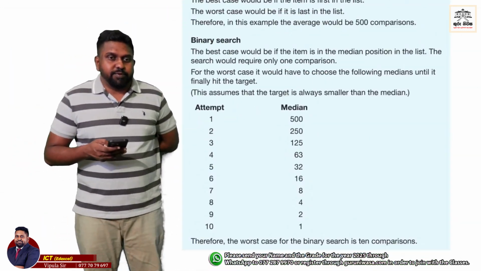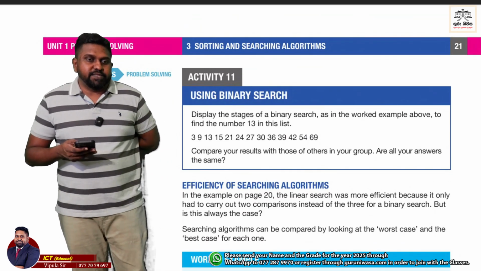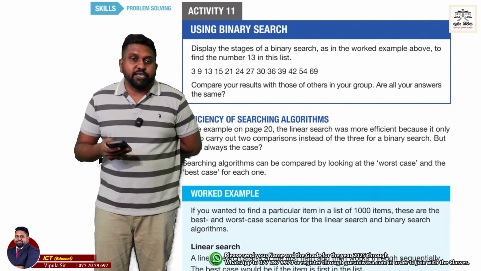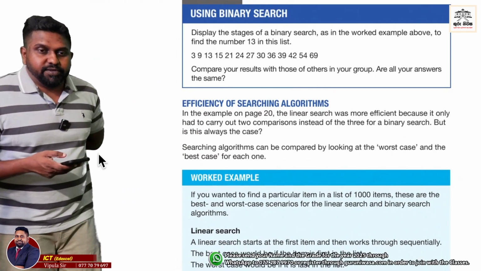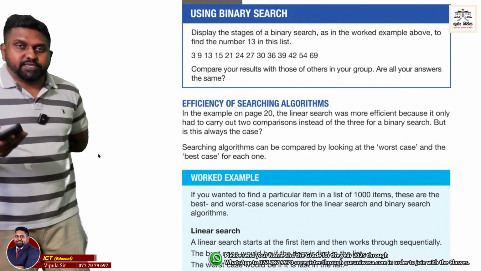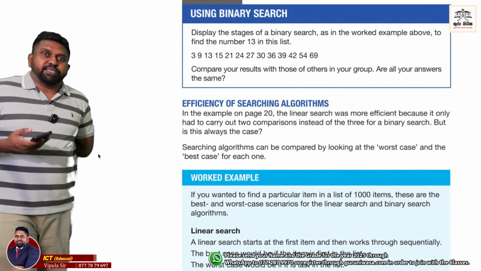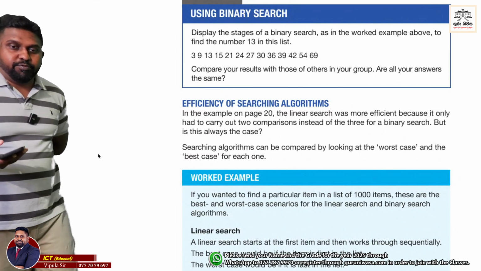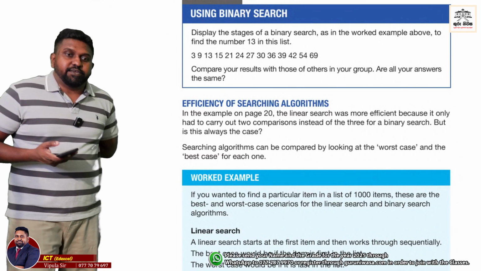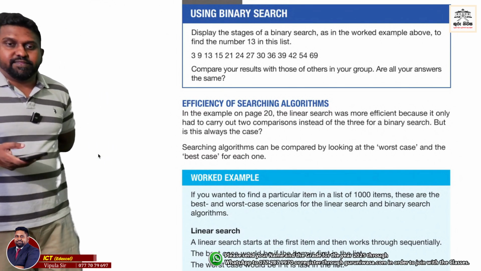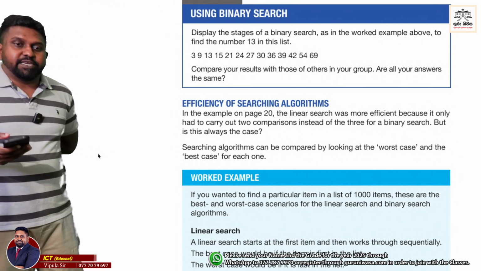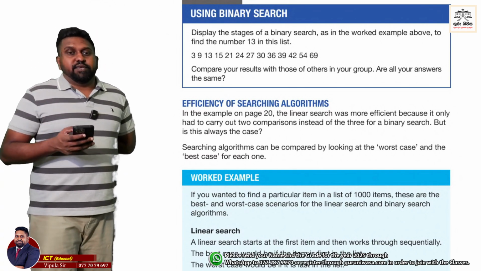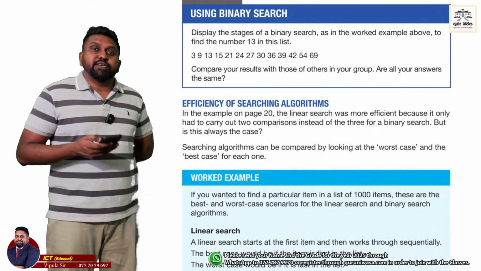Perfect. Okay. So quickly we'll just cover this part about the efficiency. As we discussed on the previous page, the efficiency is mostly focused on the number of memory points that it's going to use. So the linear search was more efficient because it only had to carry out 2 comparisons instead of the 3 for the binary search. But the problem is, if we have a lot of data points, then that's not going to be efficient because that will take much more power.